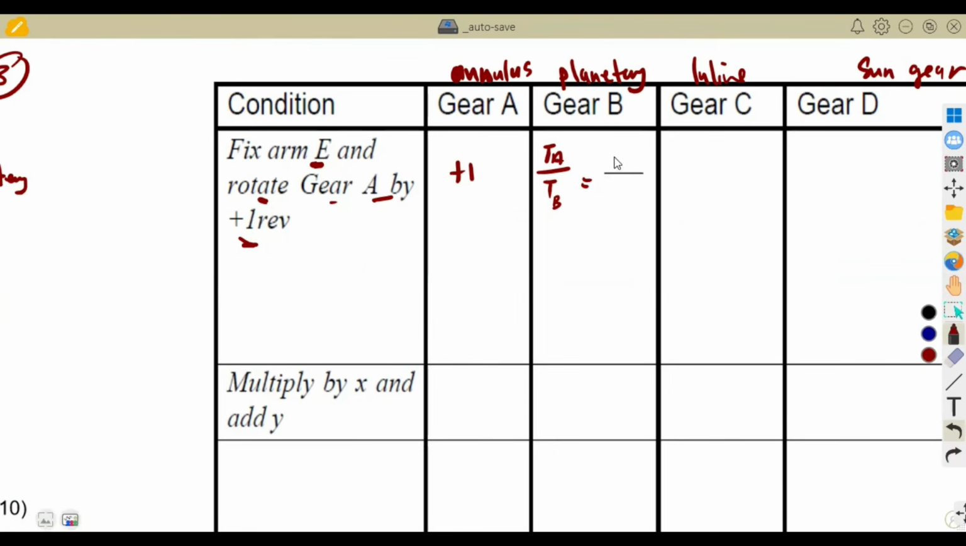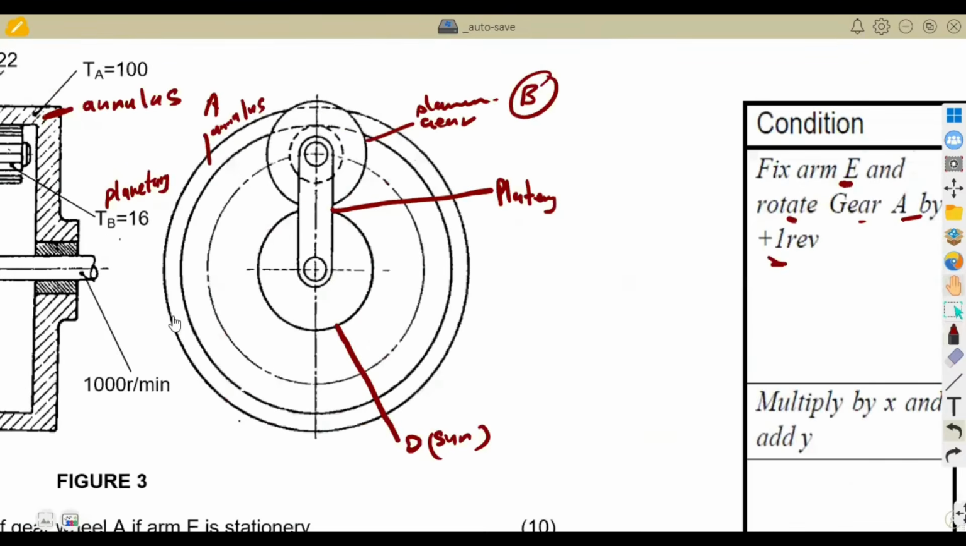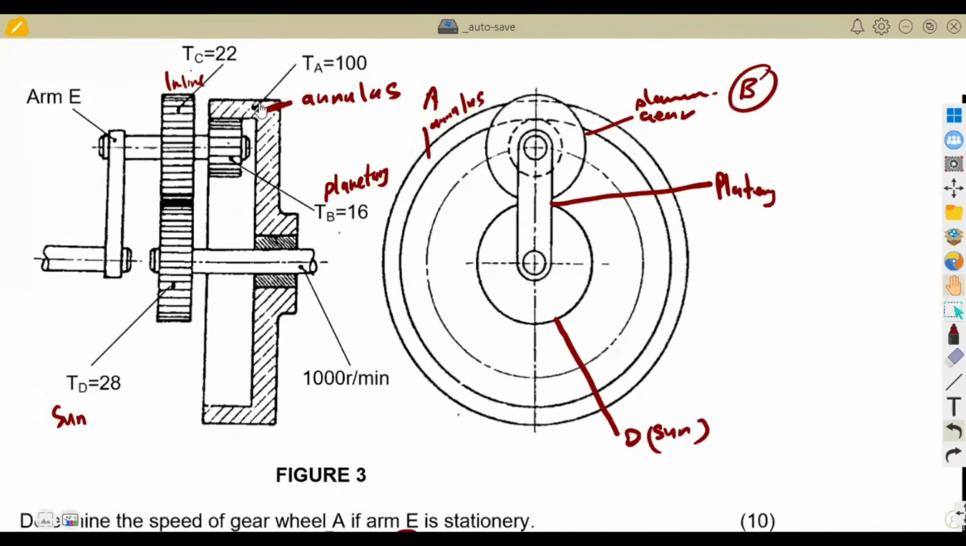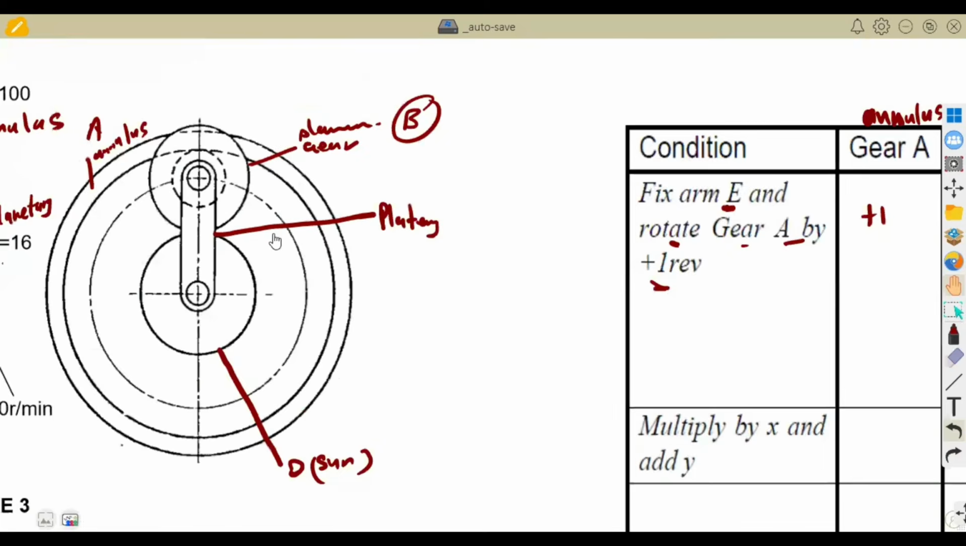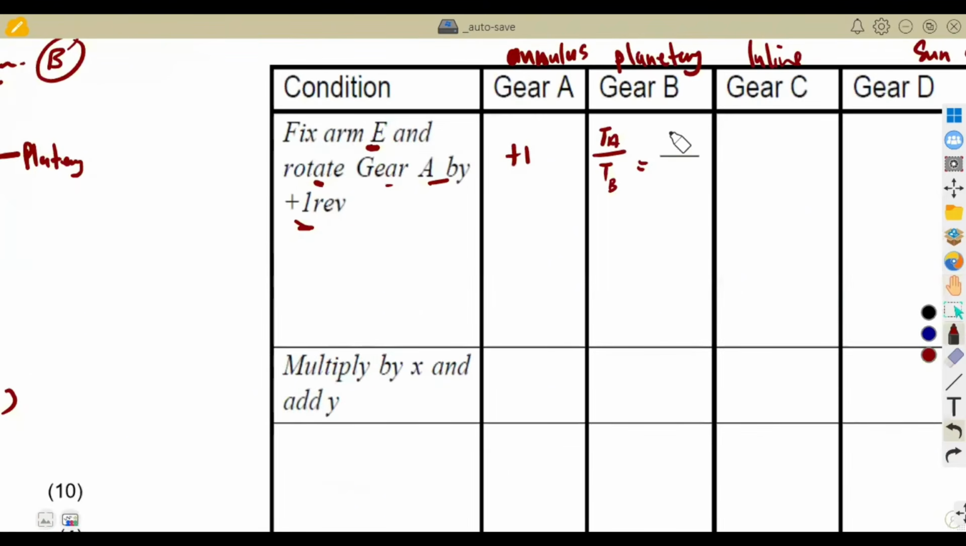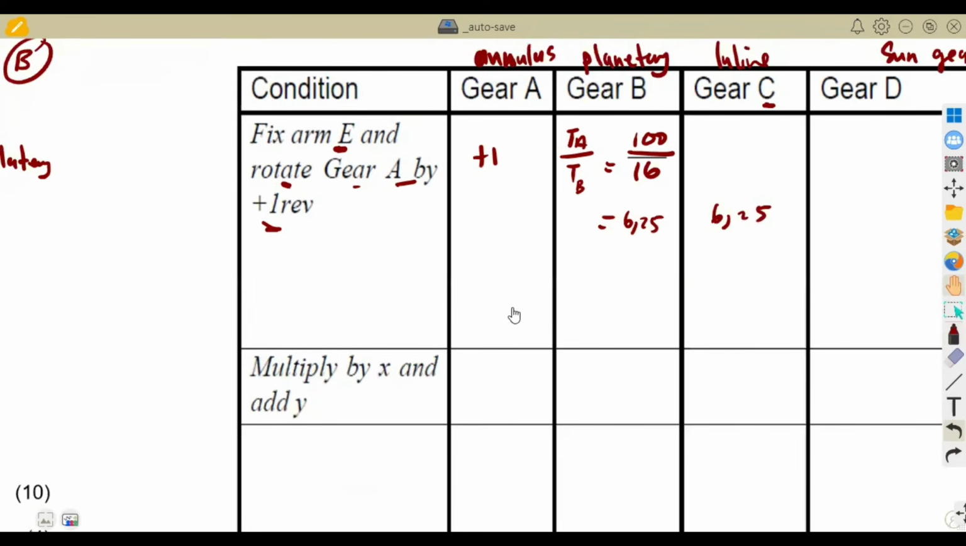So A is what before the teeth that we have on A. Remember, we are given A here 100, and B is 16. So this is 100 over 16. All right, so that's what we put, 100 over 16. If we divide this, we're going to get 6.25. Then C is in line with B, so we saw that. This is just going to remain as 6.25. There's no need for you to calculate that.